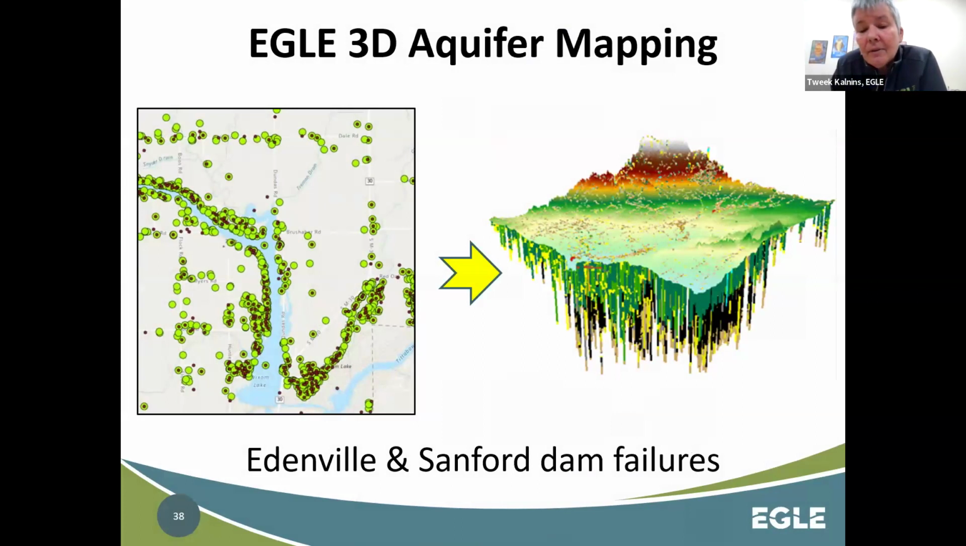And then the super smart people here at EGLE have the data to do basically 3D aquifer mapping. This was all done as part of those dam failures over in Midland and Gladwin counties. But it's, again, a great tool. Can't tell you how important it is to have accurate well locations. You couldn't do any of this without accurate well locations.